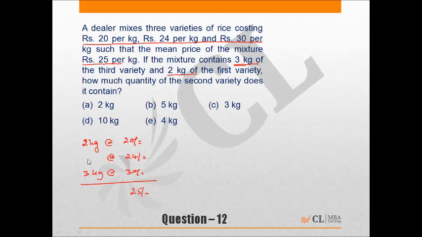Now let me assume these are x kg here. So this becomes 3 plus 2, 5 plus x kg. Add this. So what would we do? We will say 2 kg into 20, 2 into 20 plus 24x plus 90 is equal to 5 plus x into 25. From here you find the value of x perfectly fine, nothing wrong with it.